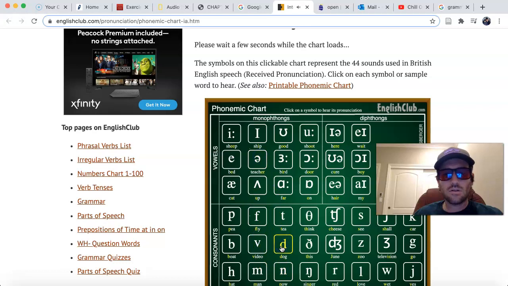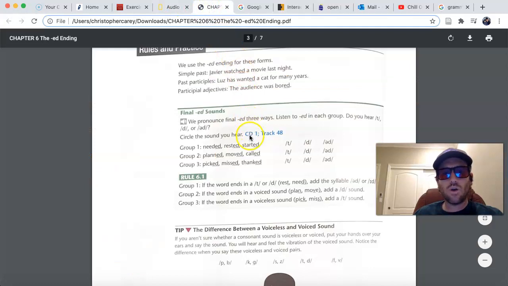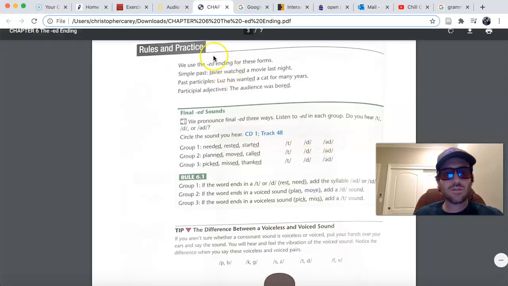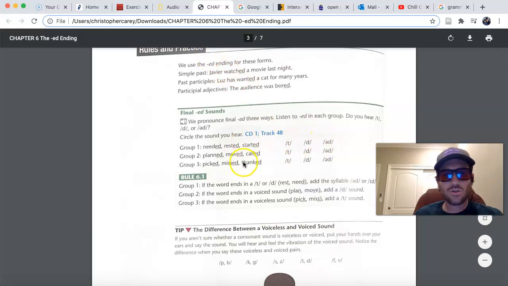D, d, d. So let's go ahead and have a listen to CD1, track 48. And then what I'd like you to do in your notebooks is note which sound ED produces for each of these three groups of words. All three of these words ending in ED share the same sound. These two consonant sounds, or this vowel and consonant sound. Let's give a listen. See if you can identify which sound is used for each group.